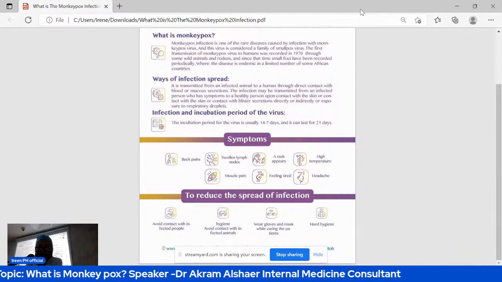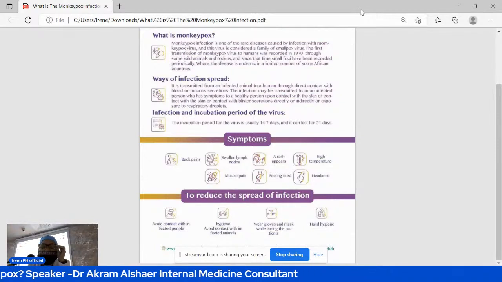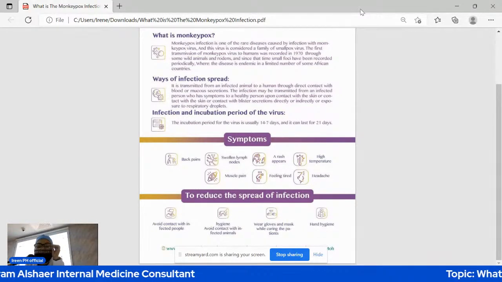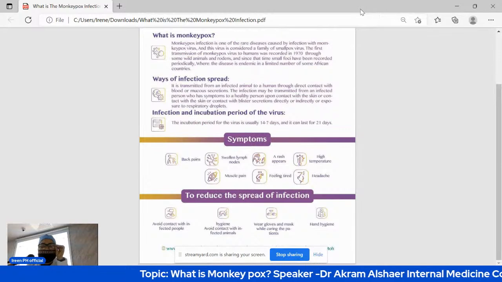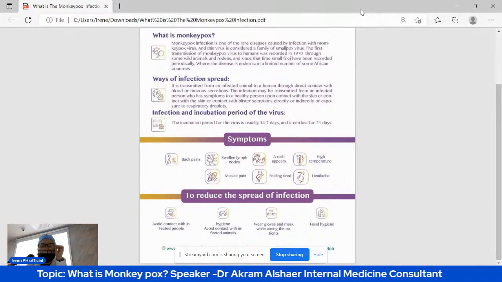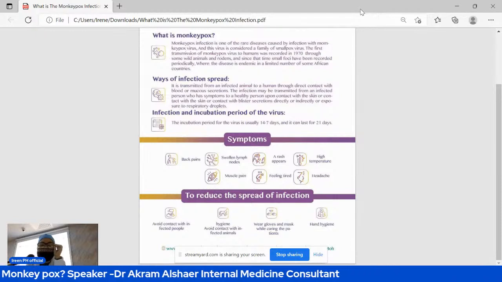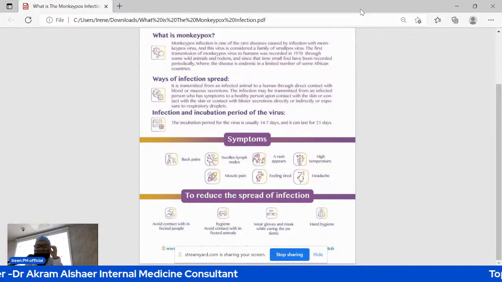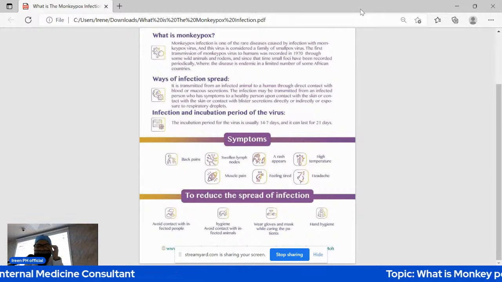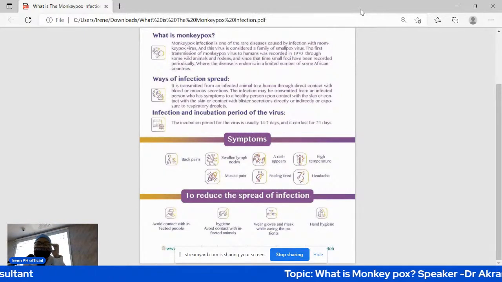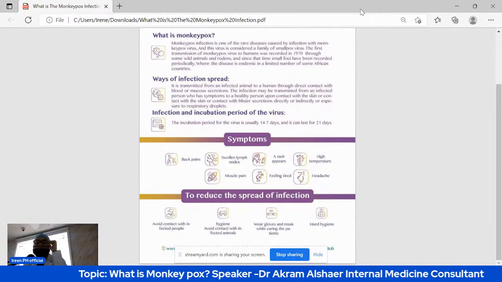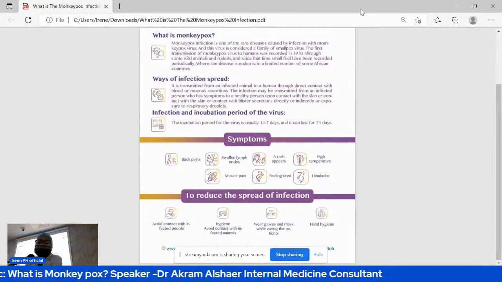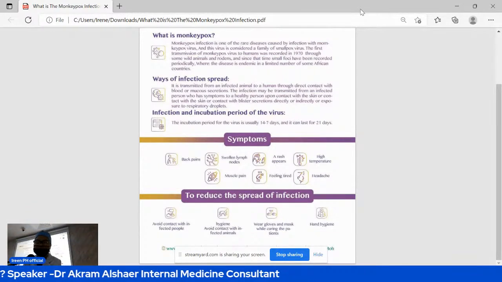Okay, symptoms: back pain, swollen lymph nodes, rash appears, high temperature, muscle pain, feeling tired, and headache. To reduce the spread of infection, avoid contact with infected people. This is important. Practice hygiene, avoid contact with infected animals, and wear gloves and masks while caring for patients, with hand hygiene.